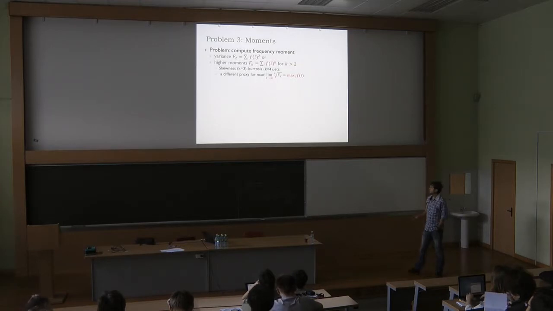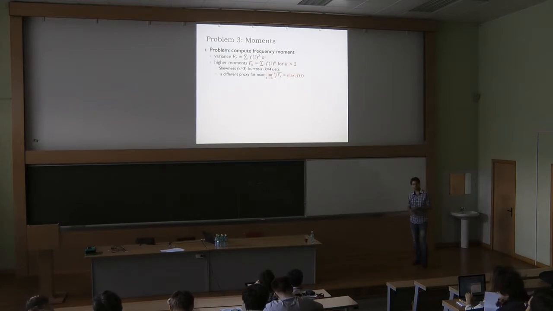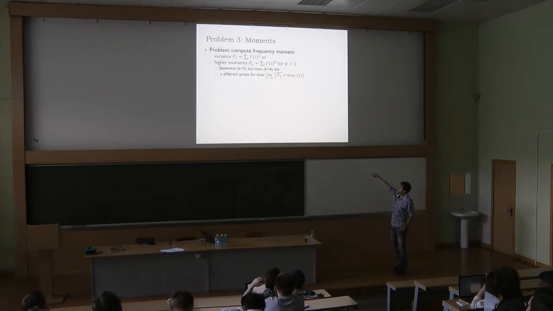And sometimes if you think about these frequencies as some empirical distribution, we might want to compute other properties of a distribution. For example, for k equals 3, k equals 4, there are particular types of properties called skewness and kurtosis.